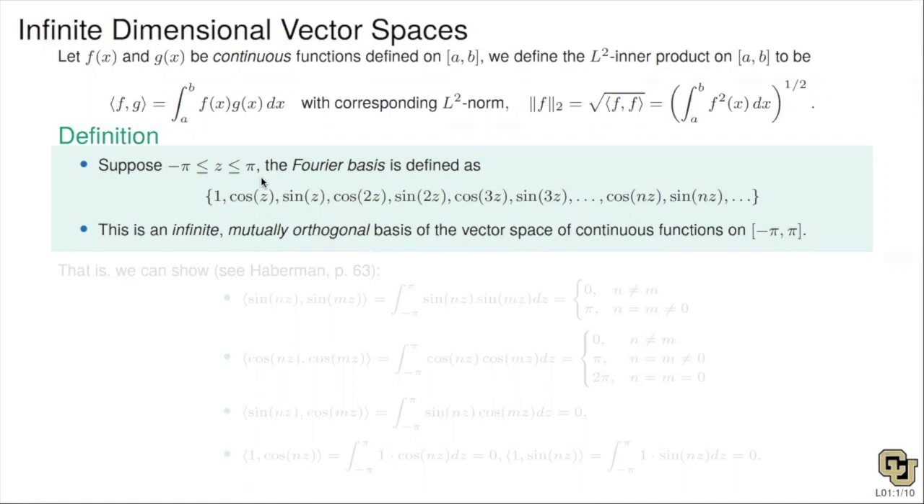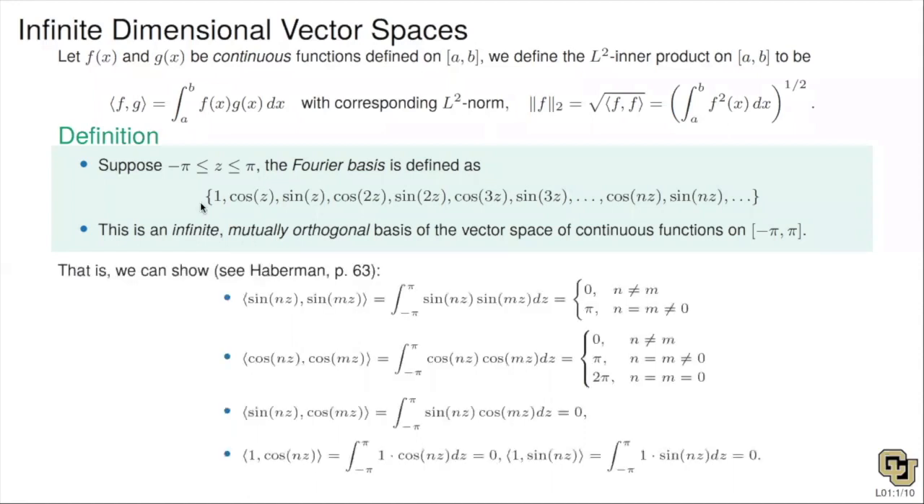Well, the basis part means that I can take any continuous function that's defined on minus pi to pi and write it as a linear combination of these basis functions: 1, cosine z, sine z, cosine 2z, sine 2z, and so on. That's what the basis part means.